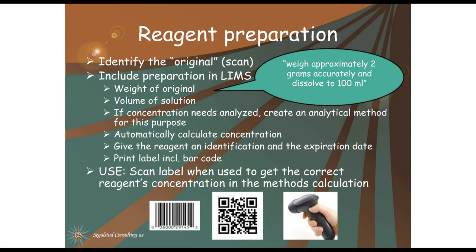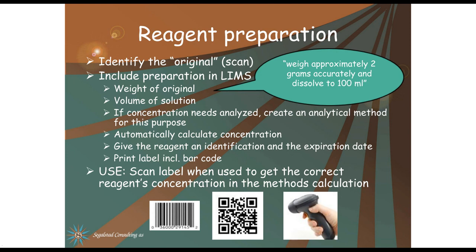And our analytical method states, weigh approximately 2 grams accurately and dissolve this to 100 milliliters. We will include this preparation in LIMS. First, we scan the original on the last page, so LIMS knows exactly which one we have used. Then we weigh these 2 grams, and I always thought it was funny to have approximately and accurately in the same sentence. But anyway, we will weigh these 2 grams. The balance is connected to LIMS, so that we will send the weight when we're happy with our 2 grams, and LIMS knows that the volume is always 100 milliliters and will then automatically calculate the concentration.